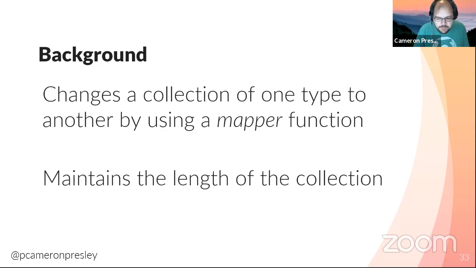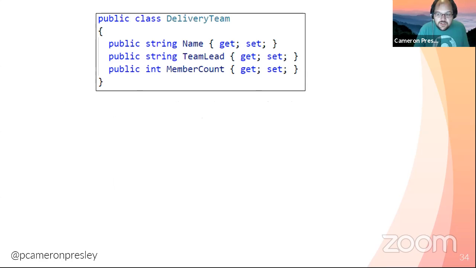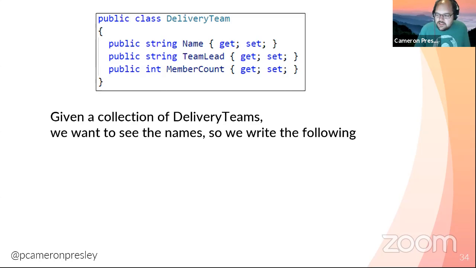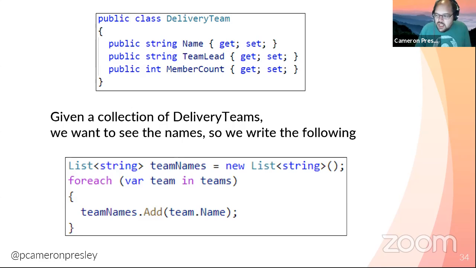So let's take a look at how we can refactor this and get to such an implementation. We've got this delivery team class set up again: name, team lead, member count. You've seen this like 20 million times before. And we've been tasked with the following: given a collection of delivery teams, we want to see the names of the teams. So like a good developer, we write this little for each loop that goes through the teams and gets the team names. You've seen this a couple times now, nothing too terribly crazy.